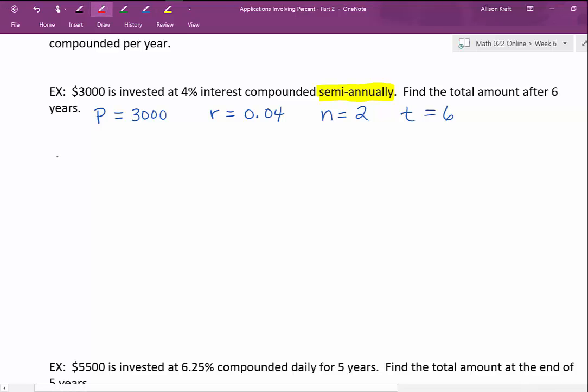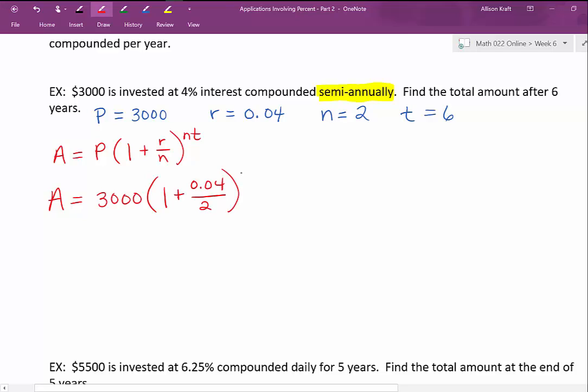We'll plug this into our formula. A equals P times 1 plus R divided by N raised to the N times T power. A equals 3,000 times 1 plus 0.04 divided by 2 raised to the 2 times 6 power. I think the hardest part of this is plugging it into your calculator. I recommend you do any type of simplifying that you can prior to plugging it into your calculator.